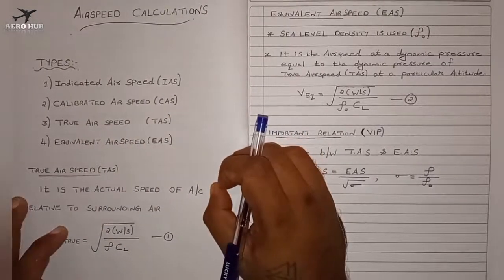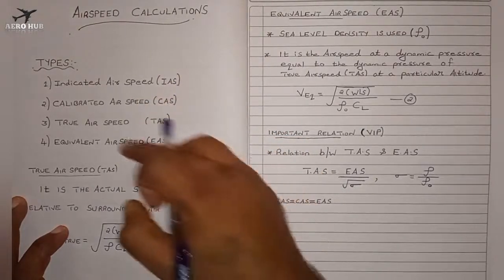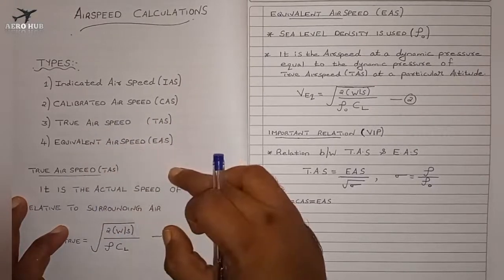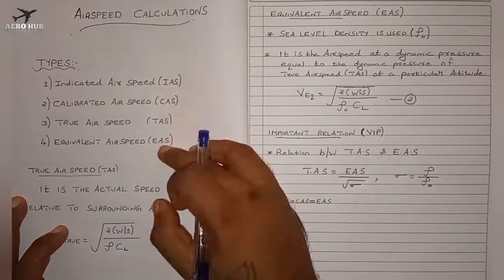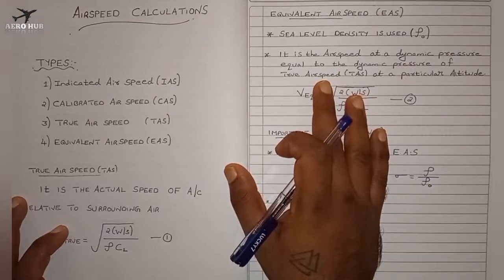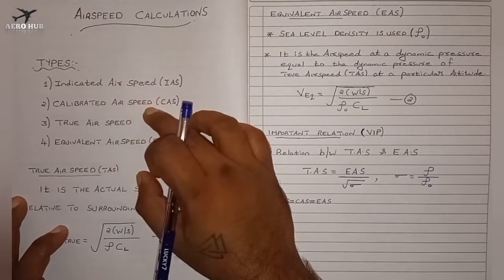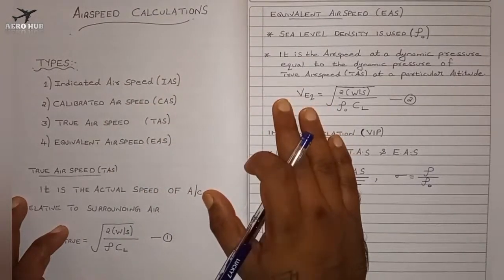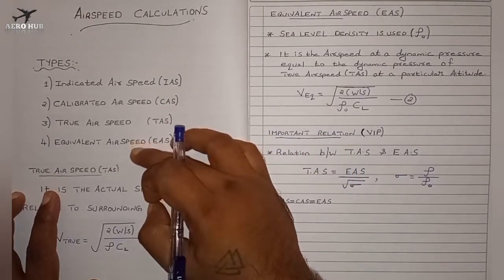Okay, from the GATE exam point of view, the most important airspeeds are the third one and fourth one, that is, the true airspeed and equivalent airspeed. Basically, the indicated airspeed, calibrated airspeed, and equivalent airspeed are almost going to be the same for most of the cases. So we will discuss true airspeed and equivalent airspeed.